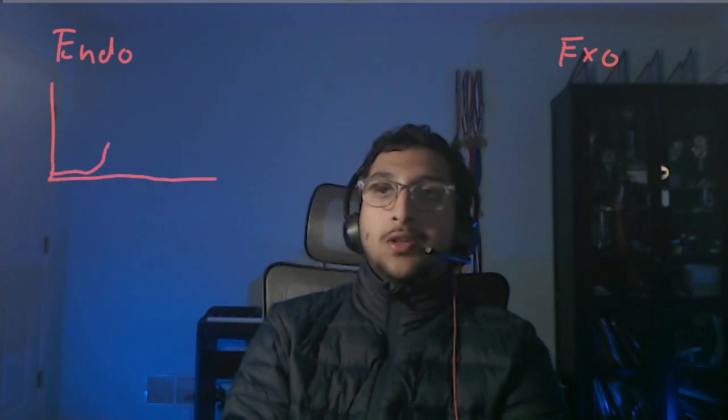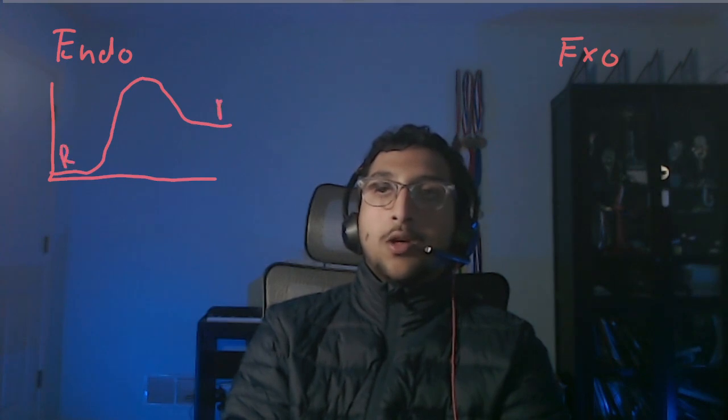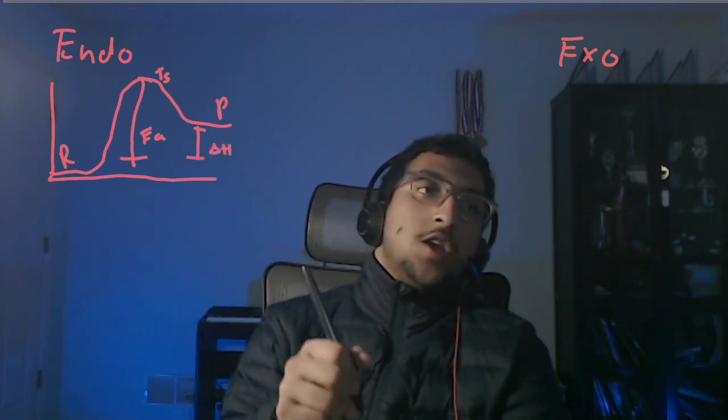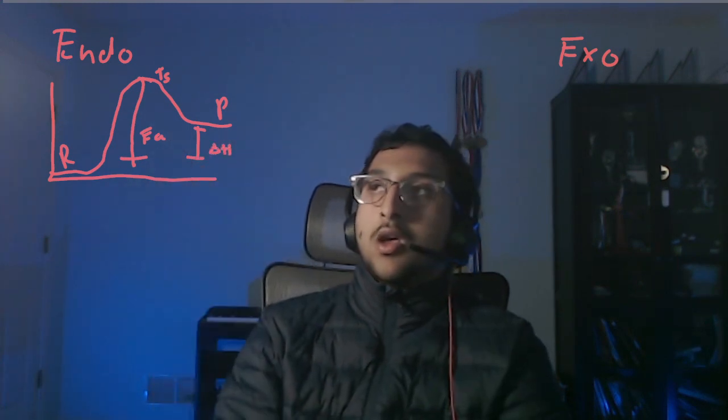The graph here is going to be pretty simple for both of them actually. Something like this. This is reactant. This is products. This is a transition state. This would be EA, and this would be change in H.